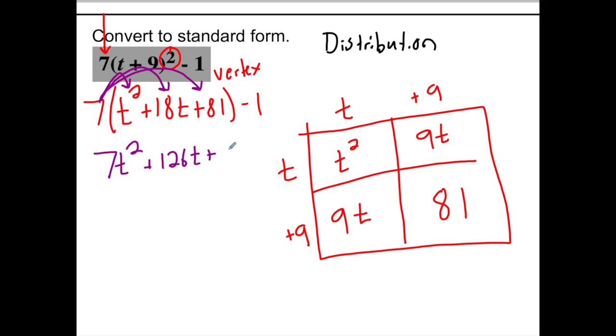So I multiply 7 and 18, and I get 126. Then I do 7 multiplied by 81, and that gets me 567. And then we have to do 567 minus 1. So 7t squared minus 126t plus 566.